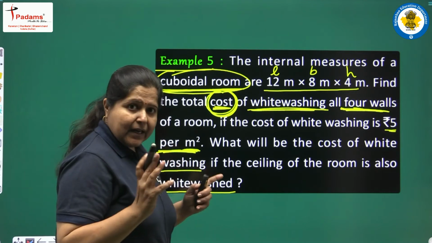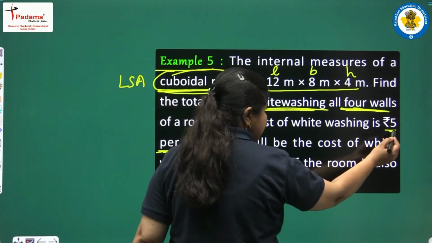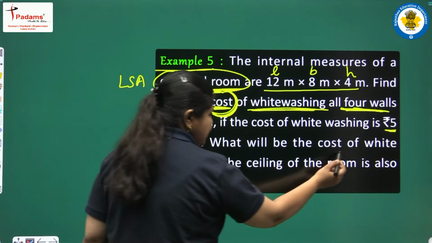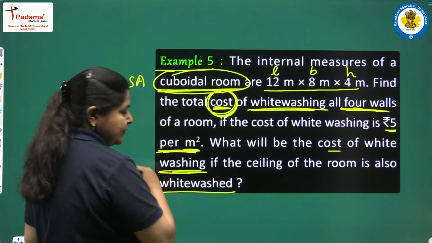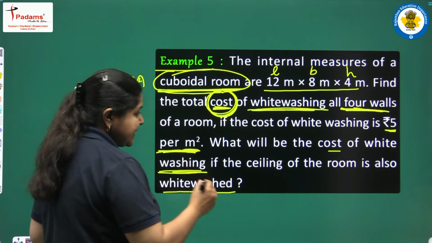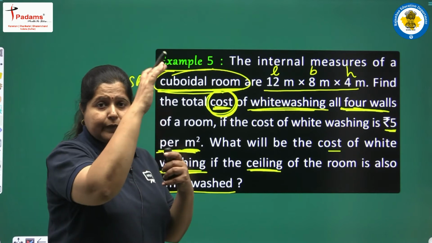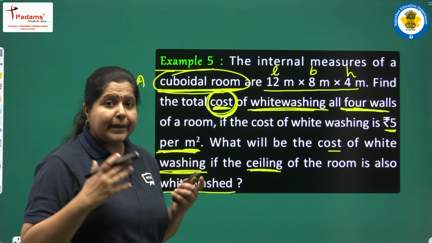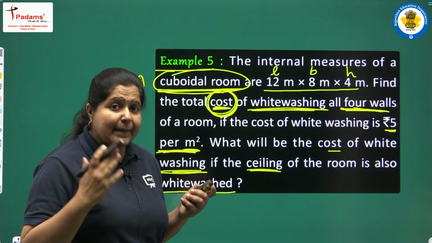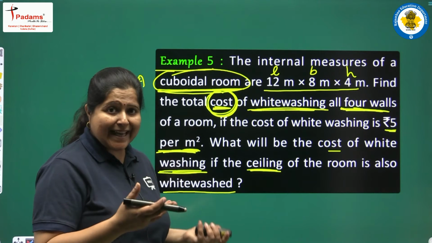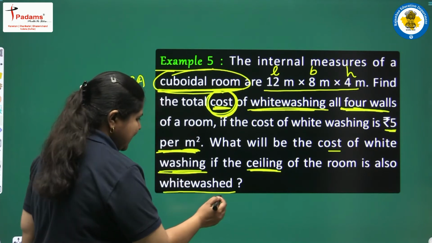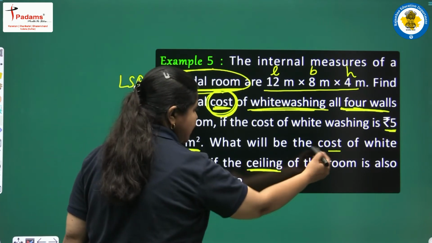फिर वो एरिया आएगा, उसको रेट से ₹5 से मल्टीप्लाई कर देंगे और उससे हमें cost of whitewashing the 4 walls we will get. Now if the ceiling is also whitewashed, अगर सीलिंग मतलब जो छत है, रूफ है अंदर से, उसको भी वाइट वॉश करना है तब ऐसे में जो कॉस्ट है वो बढ़ जाएगा. तब कितना कॉस्ट हो जाएगा ये हमसे पूछा है कि what will be the cost then.